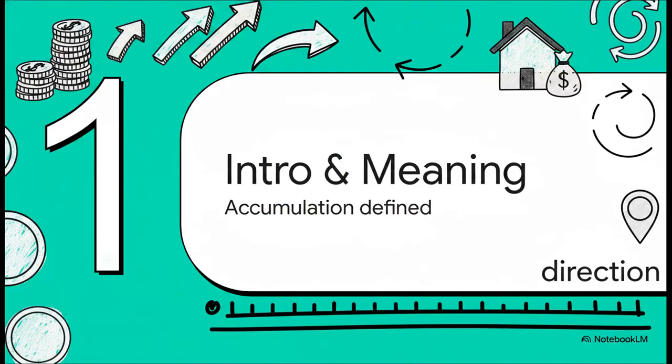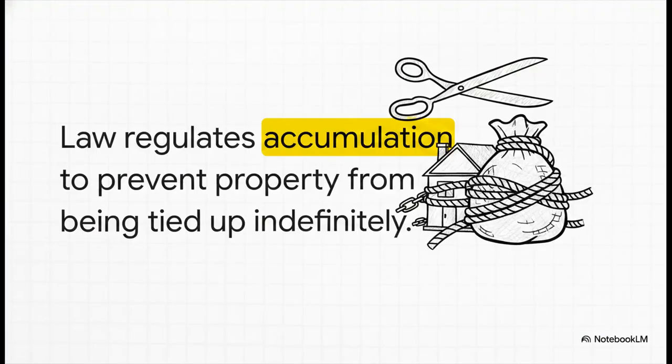Moving to our first main heading. 1. Introduction and meaning. The text clearly states the law regulates accumulation of income from property to prevent it from being tied up indefinitely. This is governed by Section 17 of the Transfer of Property Act 1882. Listen, establishing this statutory foundation is completely non-negotiable for passing. You simply cannot start discussing rules without citing the specific section of the bare act. Section 17 is your anchor here. If you omit the section number or the year 1882, you are literally throwing marks away. Make sure it's bold and clear.